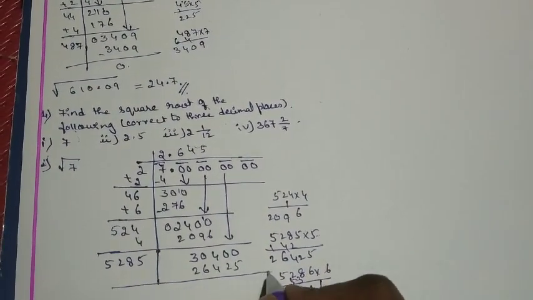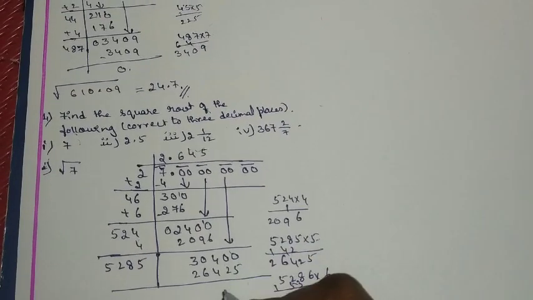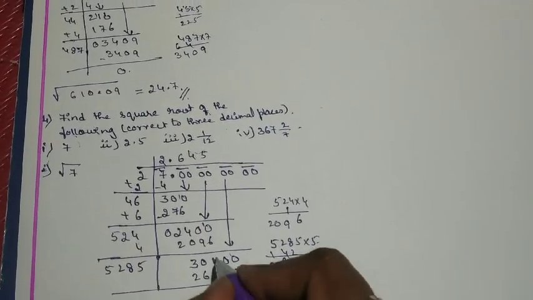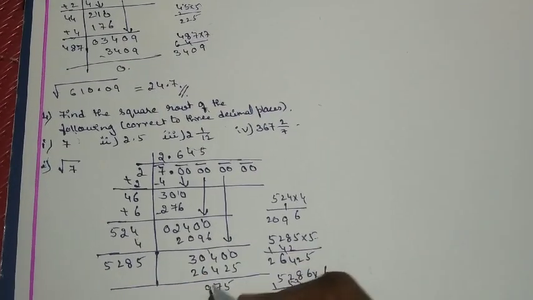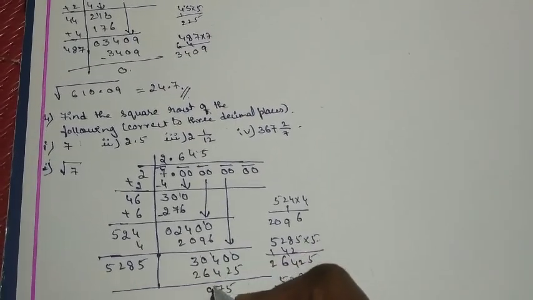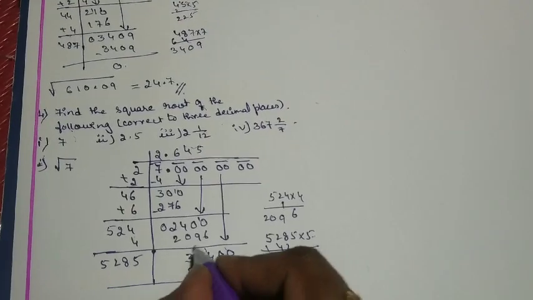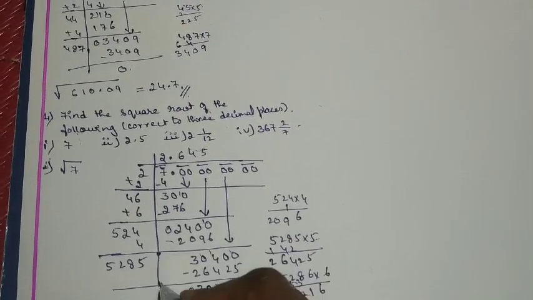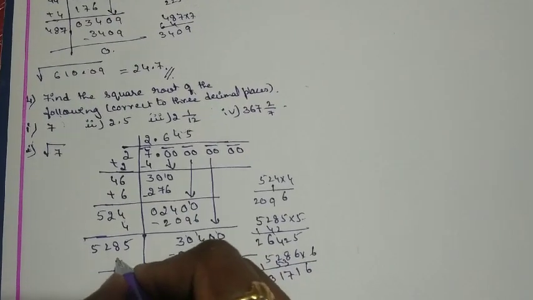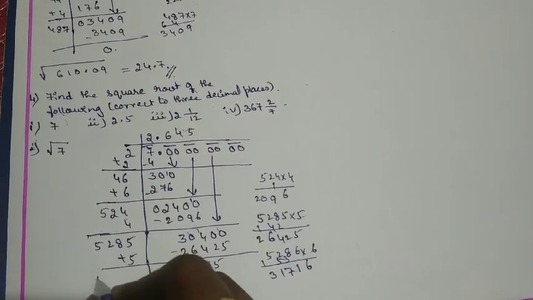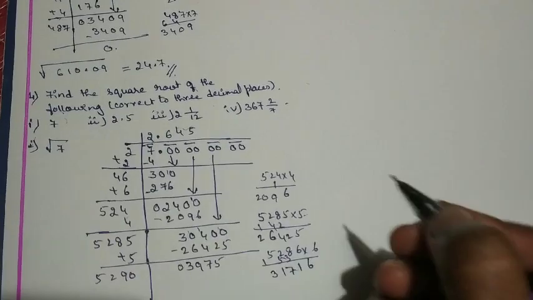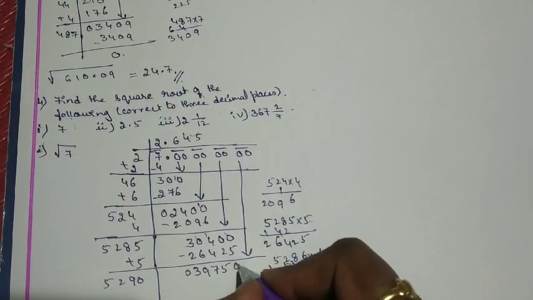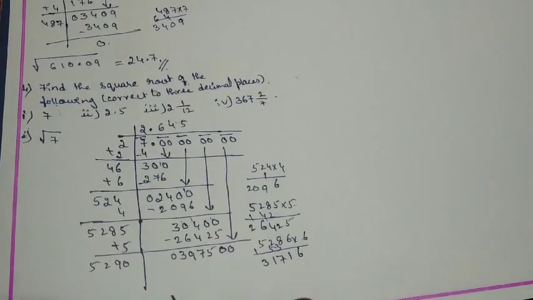Then subtract: 10 minus 5 is 5, then 9 minus 2 is 7, then 13 minus 4 is 9. Since borrowed, 9 minus 6 is 3, and since here it is borrowed, 2 minus 2 is 0. And then add up the same digit which was written, so you will get 5290. Then bring the next period. Since it is not a perfect square decimal number, children, you will not get the remainder as 0 here.